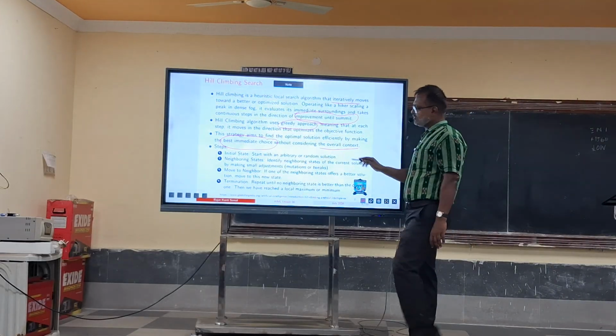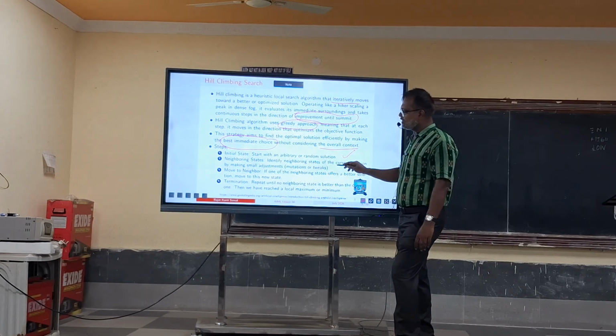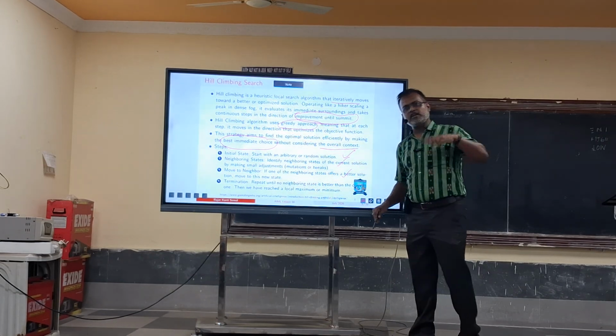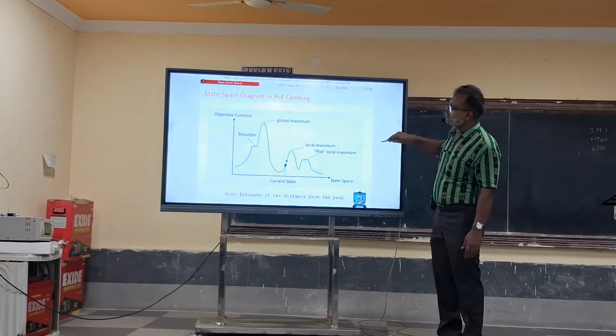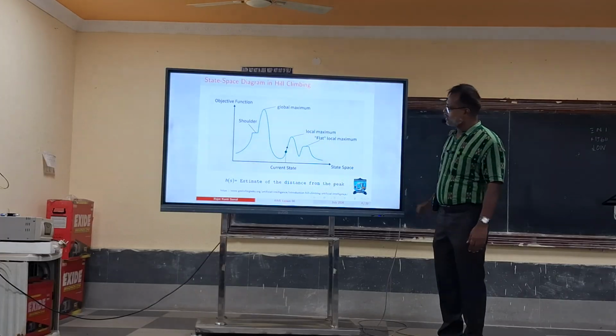So what are the steps? Initial state: start with an arbitrary, random solution. Identify the neighboring states, then move to the neighbor, and finally repeat the process till you reach your summit. It's an iterative process.